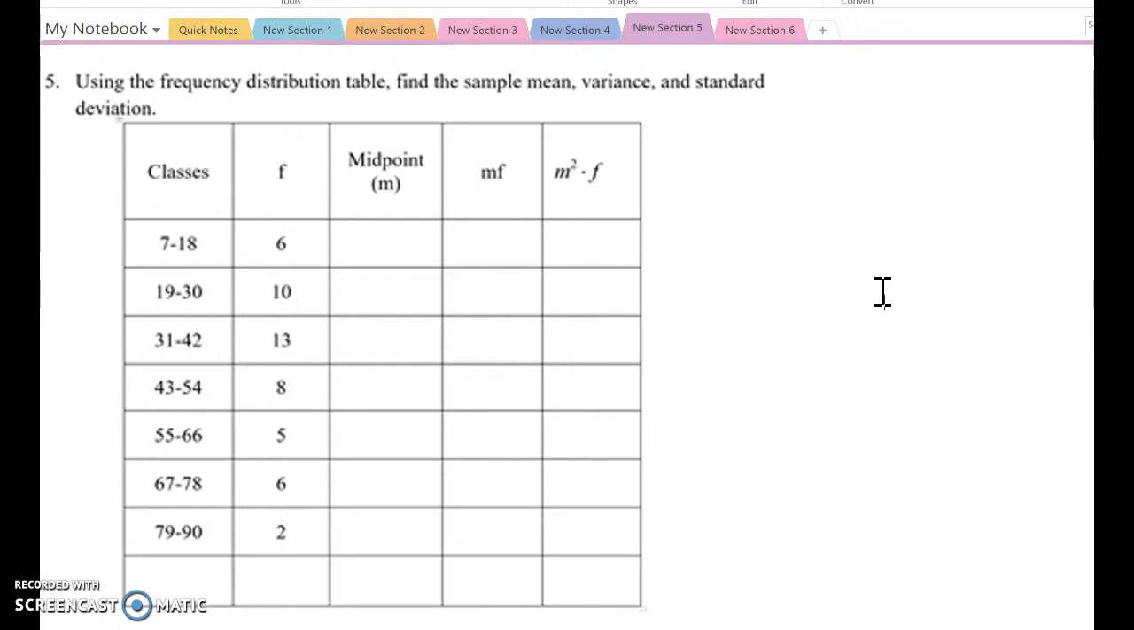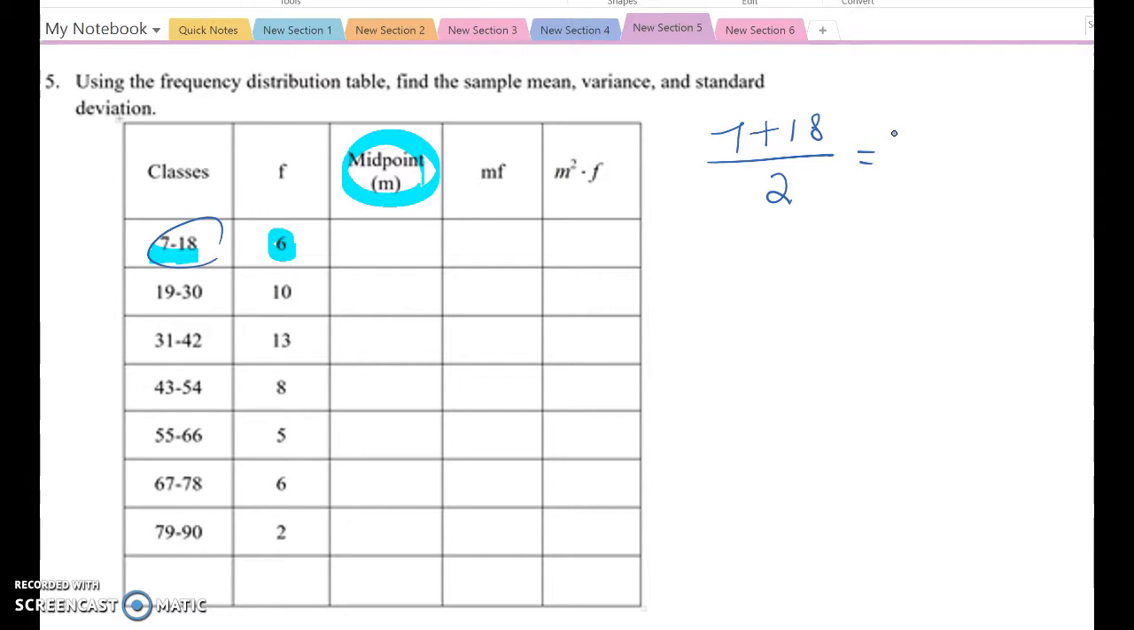For example, there are 6 data belonging to this class range of 7 to 18. Even though we know there are 6 data belonging to that class, we don't know the actual data. Therefore, we need to find the midpoint which represents each class. The midpoint is found by combining the lower limit and upper limit of each class and dividing by 2. In this case you do 7 plus 18 divided by 2.